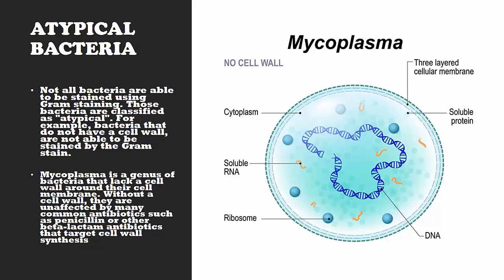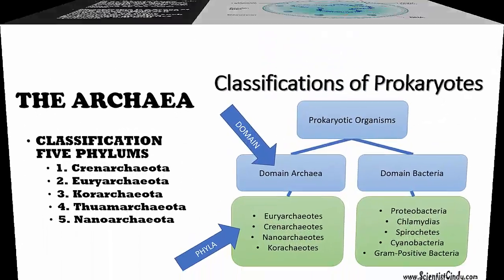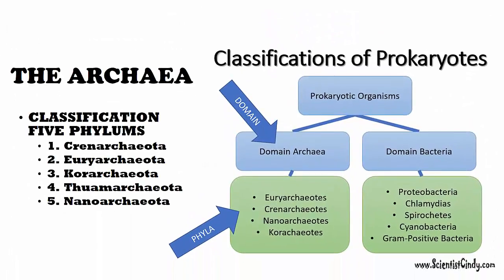Mycoplasma is a genus of bacteria that lack a cell wall around their cell membrane. Without a cell wall, they are unaffected by many of the common antibiotics such as penicillin or other beta-lactam antibiotics that target the cell wall.